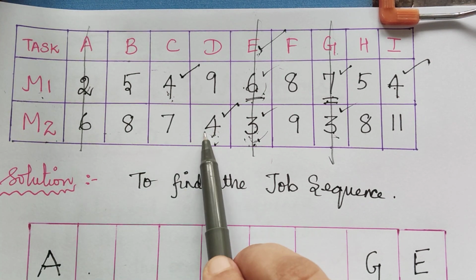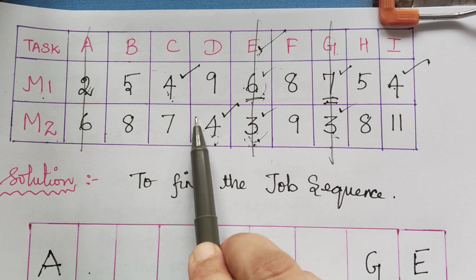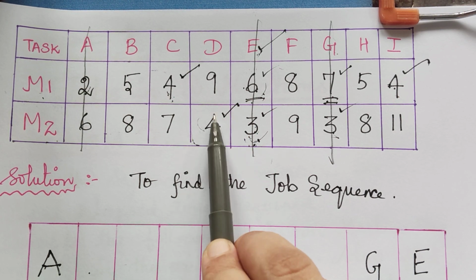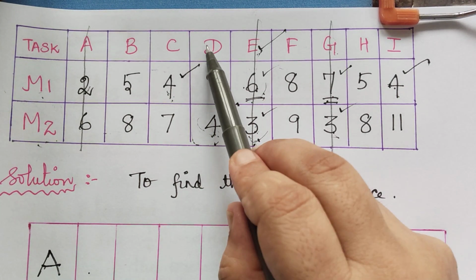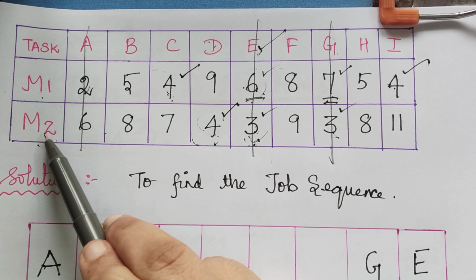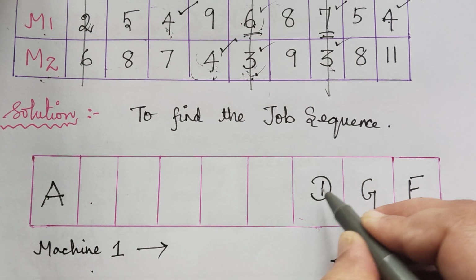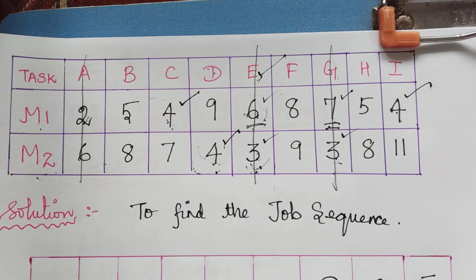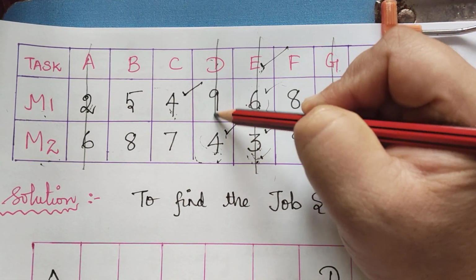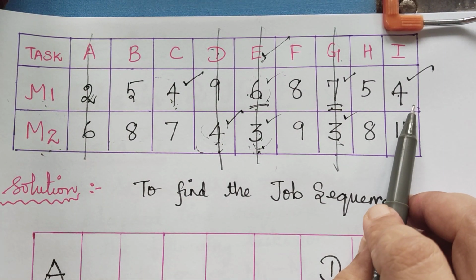So now first we will sort out this single one. Since this has appeared separately, this 4 has appeared in mission 2, and the job corresponding to it is D. So D has to be written under mission 2. So there is no tie in that. So directly we can write D over here. So this job is done. So D is completed.